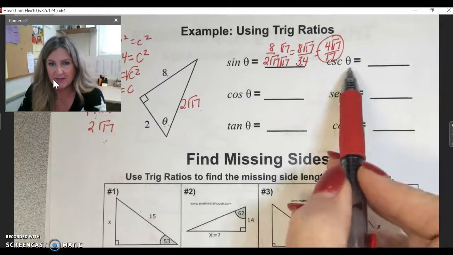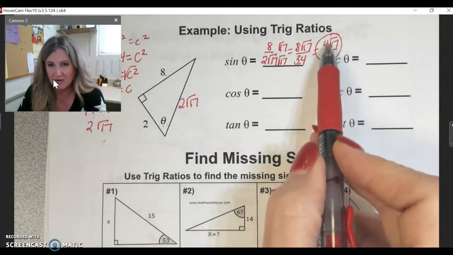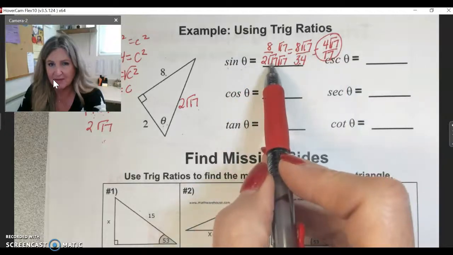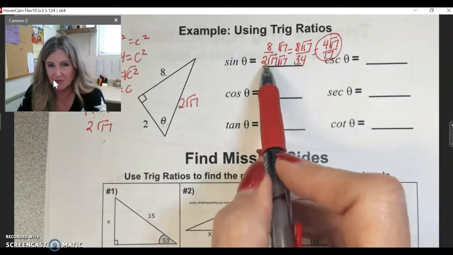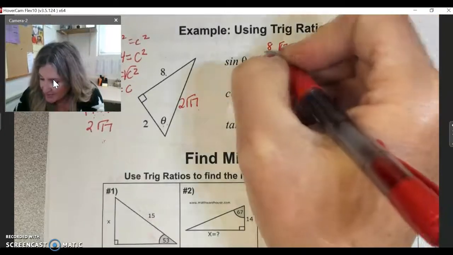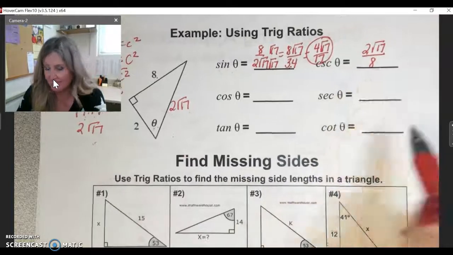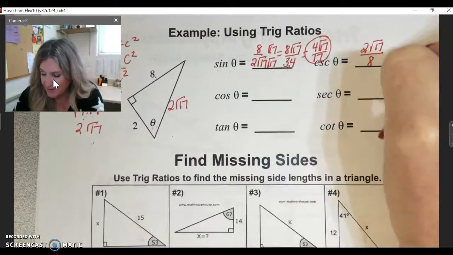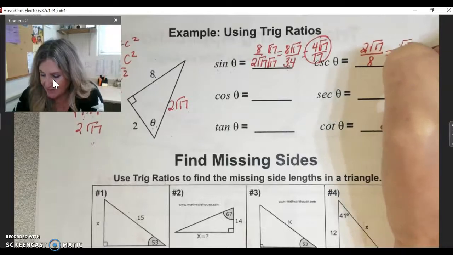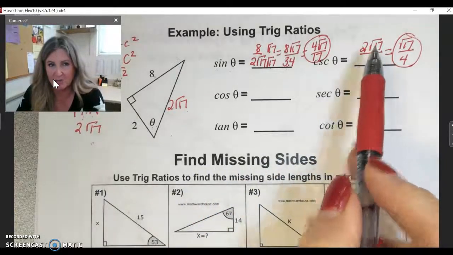If I wanted to find the cosecant, that's going to be the reciprocal of this. Now I could flip this one, but I would have a radical on the bottom, so I would rather flip the beginning one. So this denominator goes on top, and this goes on the bottom. Now I have to simplify it. These are both numbers that can be divided by 2, so I'm just left with radical 17. We only divide the number parts, not the radical part.